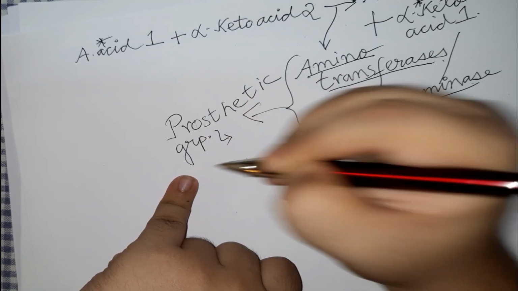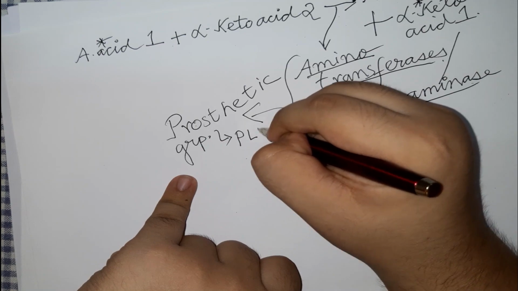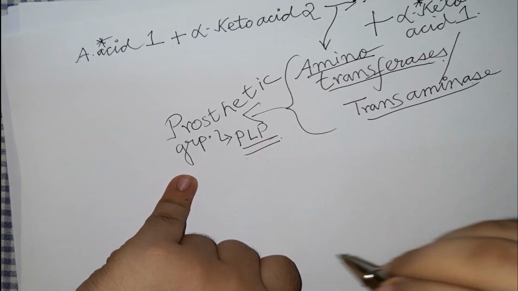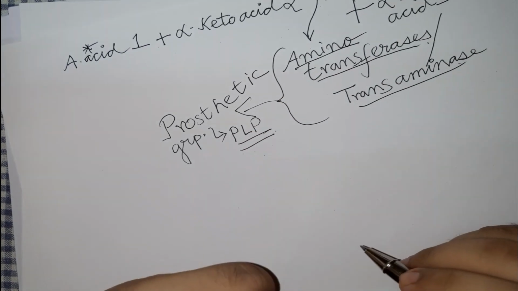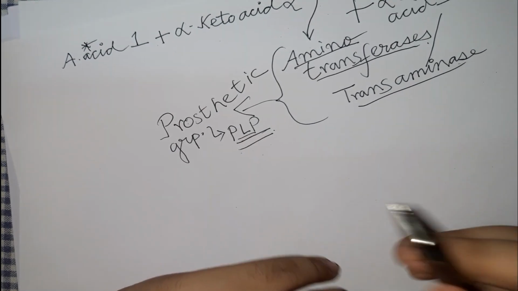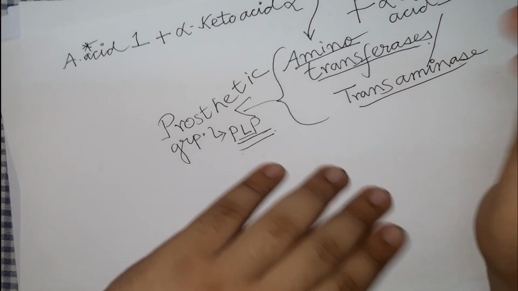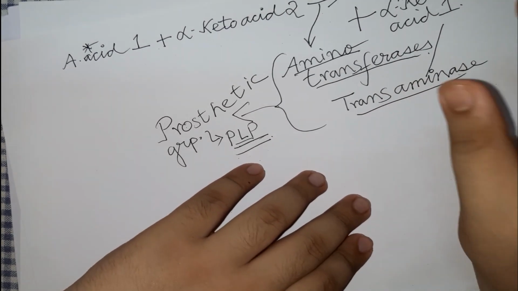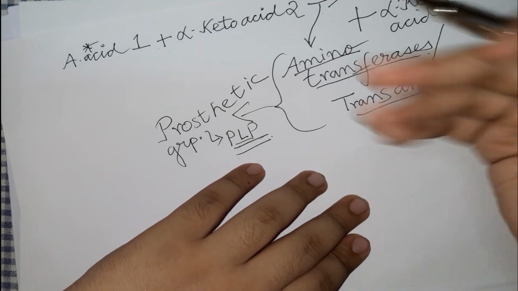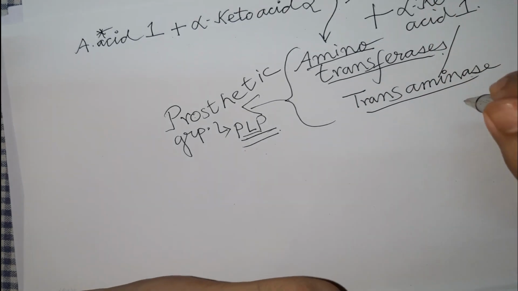Prosthetic group. So what is the prosthetic group? Pyridoxal phosphate, or PLP. Pyridoxal phosphate is used as the prosthetic group in these enzymes. These two enzymes are not different. They are the same name given to the same group of enzymes, that is aminotransferases or transaminases. Same thing. Right.